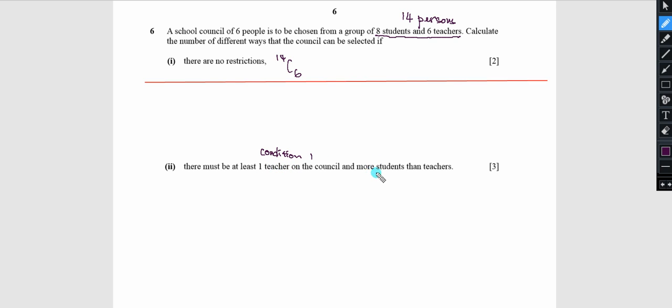But then there is another condition involved here. There must be more students than teachers. So how would you arrange that the student is always more than the teacher? If there are 6 total, let's say the students should be 3. If you put students 3, teachers has to be 3. Then they are equal. So this condition is out.